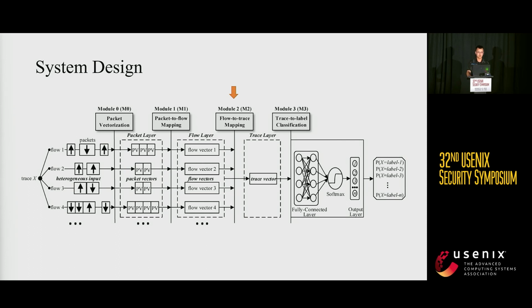In a given trace, the sequence of flow vectors represents the flow layer information, and the M2 module plays a crucial role in abstracting the flow layer information into the trace layer. Note that the M2 module and the M1 module share a similar function and can use the same neural network structure. Finally, we have a trace vector that comprises the information of a number of flows. With this trace vector at hand, the M3 module employs multiple linear layers and a softmax function to predict the final trace label.